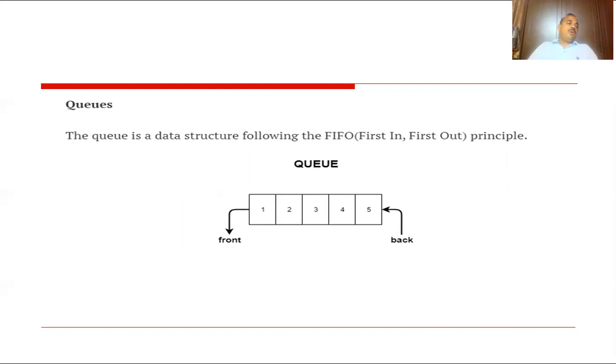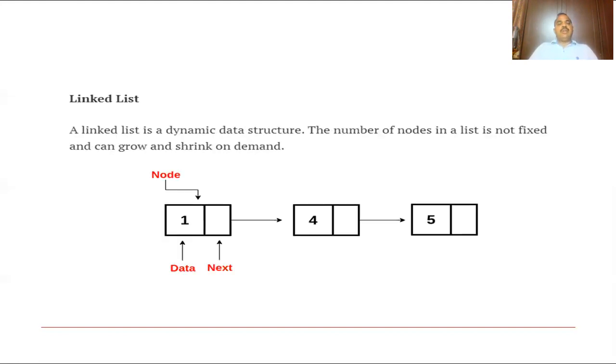Next one is the queue. Queue is also a linear data structure. The queue has two ends, the front end and the rear end. You are deleting elements from the front end and inserting elements into the rear end. Clear? Then the next one, linked list. These are also called dynamic data structures. We can insert and delete anywhere in the list.